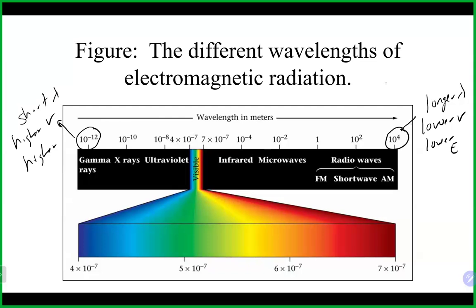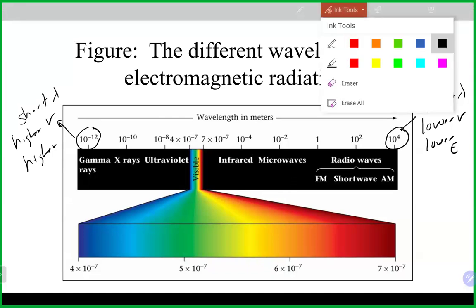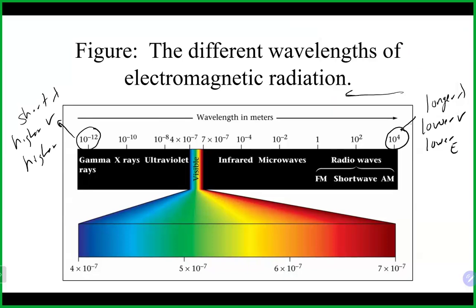So as we go in this direction on this graph here, we're increasing energy, we're decreasing wavelength, it's getting shorter. So over here, I should pick a better color that doesn't blend. Maybe we'll go red.